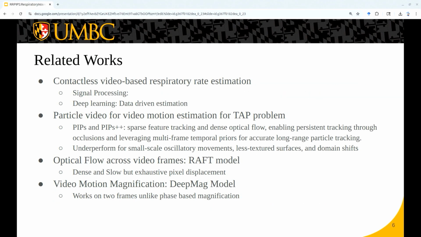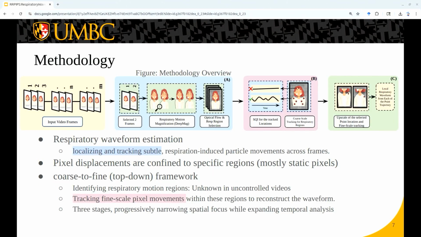Prior video-based methods only target respiratory rate, lacking reconstruction of the waveform. For motion tracking, we have used multiple domain settings. For example, the PIPS++ model has been used for motion tracking in video. Optical flow can track motion between two frames. Video magnification amplifies small micro movements. Collectively, these lack integration of the different settings for consistent particle tracking. Our framework unifies these concepts into a unified, respiratory-optimized solution.